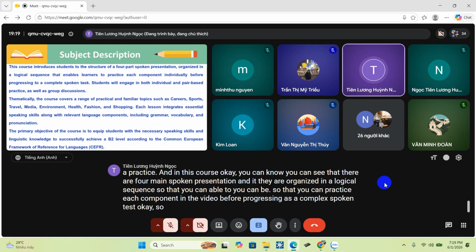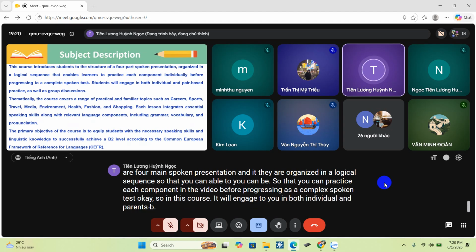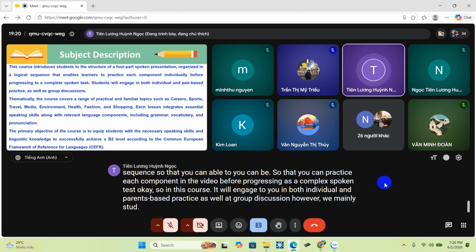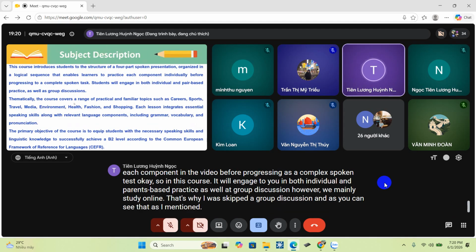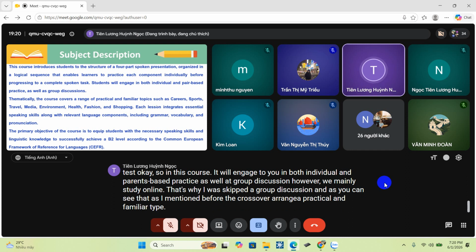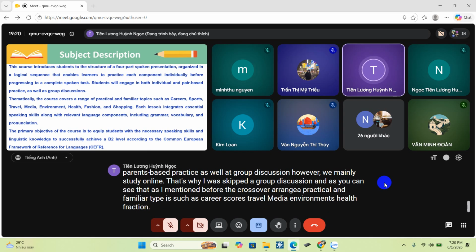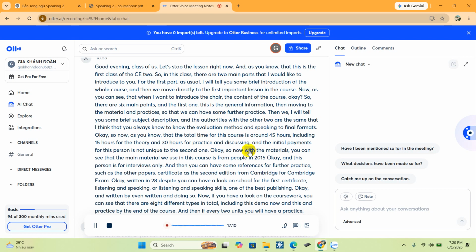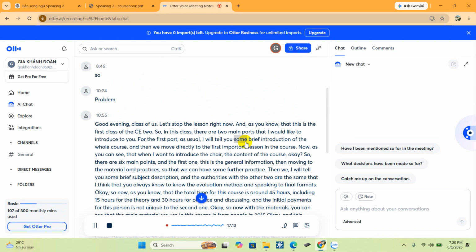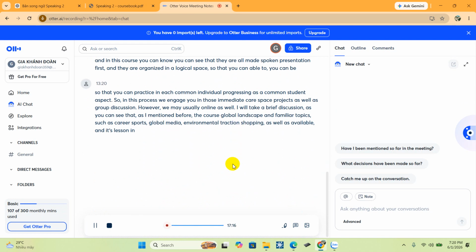In this course, it will engage you in individual and pair-based practice as well as group discussion. However, we mainly study online, that's why I will skip the group discussion. And as I mentioned before, the course covers a range of practical and familiar topics such as career, sports, travel, media, environment, health, fashion, shopping, and so on. Each lesson integrates essential speaking skills along with relevant language components, including grammar, vocabulary, and pronunciation.